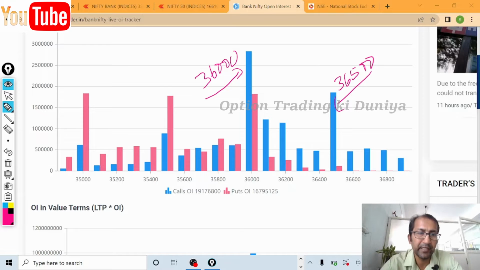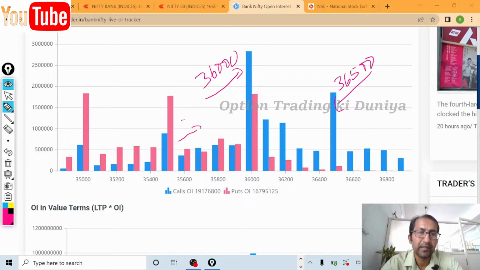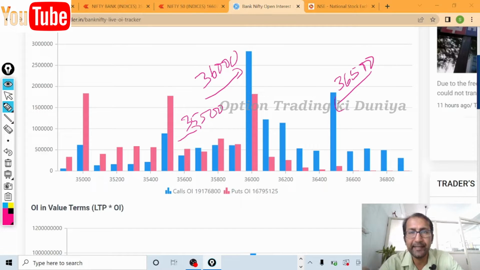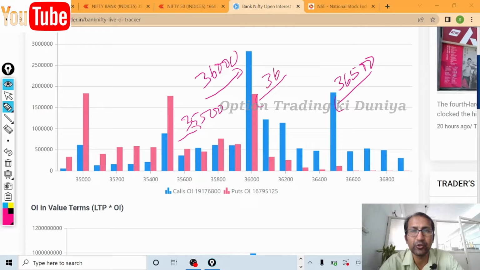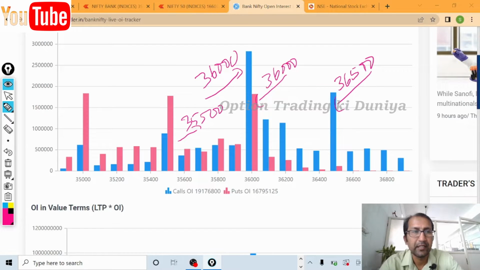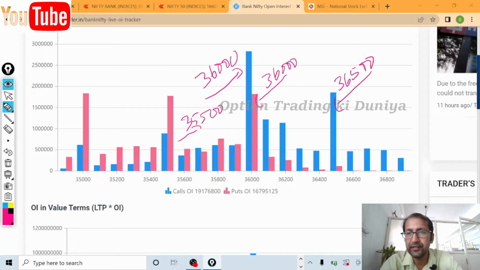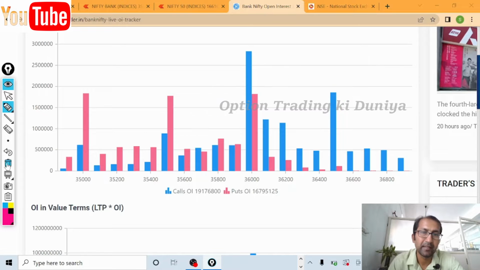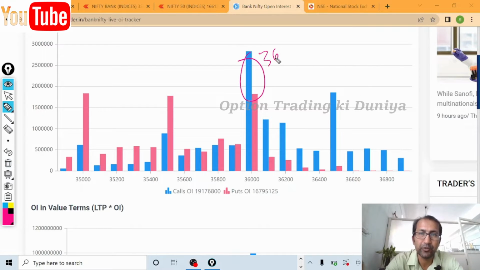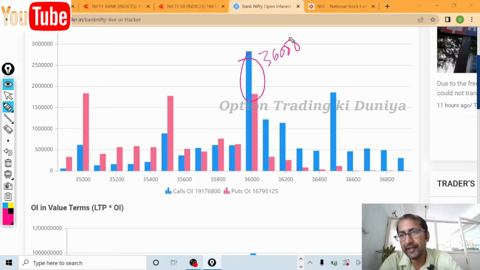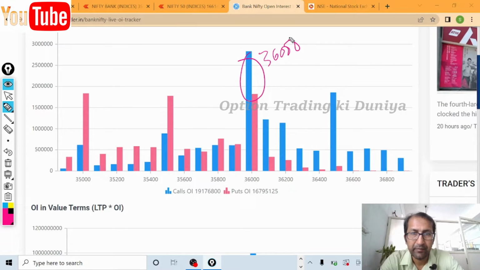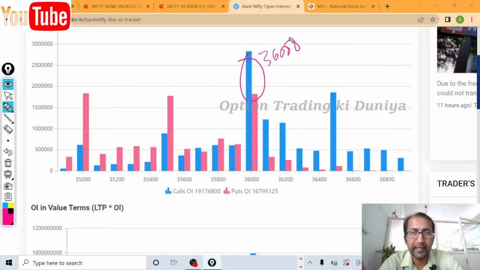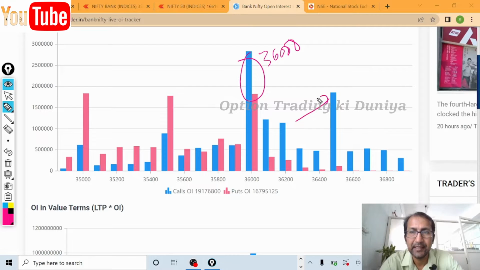On the put side, you can see highest put writing is around 35,500, and next put writing level is 36,000. Okay, so now if you see this data point very clearly, 36,000 is a maximum pain level. Both put writers and call writers will fight at this level. If 36,000 is taken out on the higher side, then we may see 36,500.